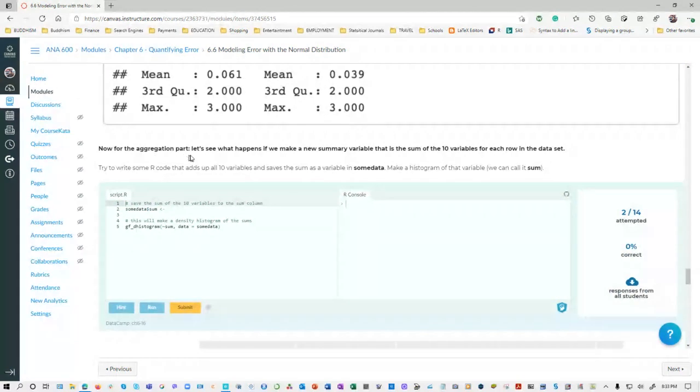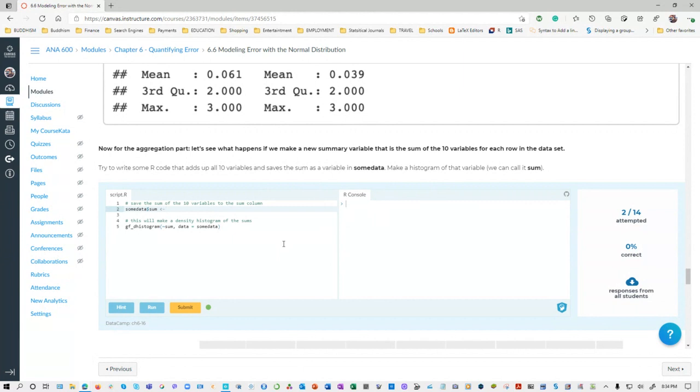Now for the aggregation part, let's see what happens if we make a new summary variable that is the sum of the 10 variables for each row of the data set. We're going to add the sum of the 10 variables for each row. How are you going to sum the variables? Can you remember the aggregate? We can remember how we aggregate; we're going to sum them up.